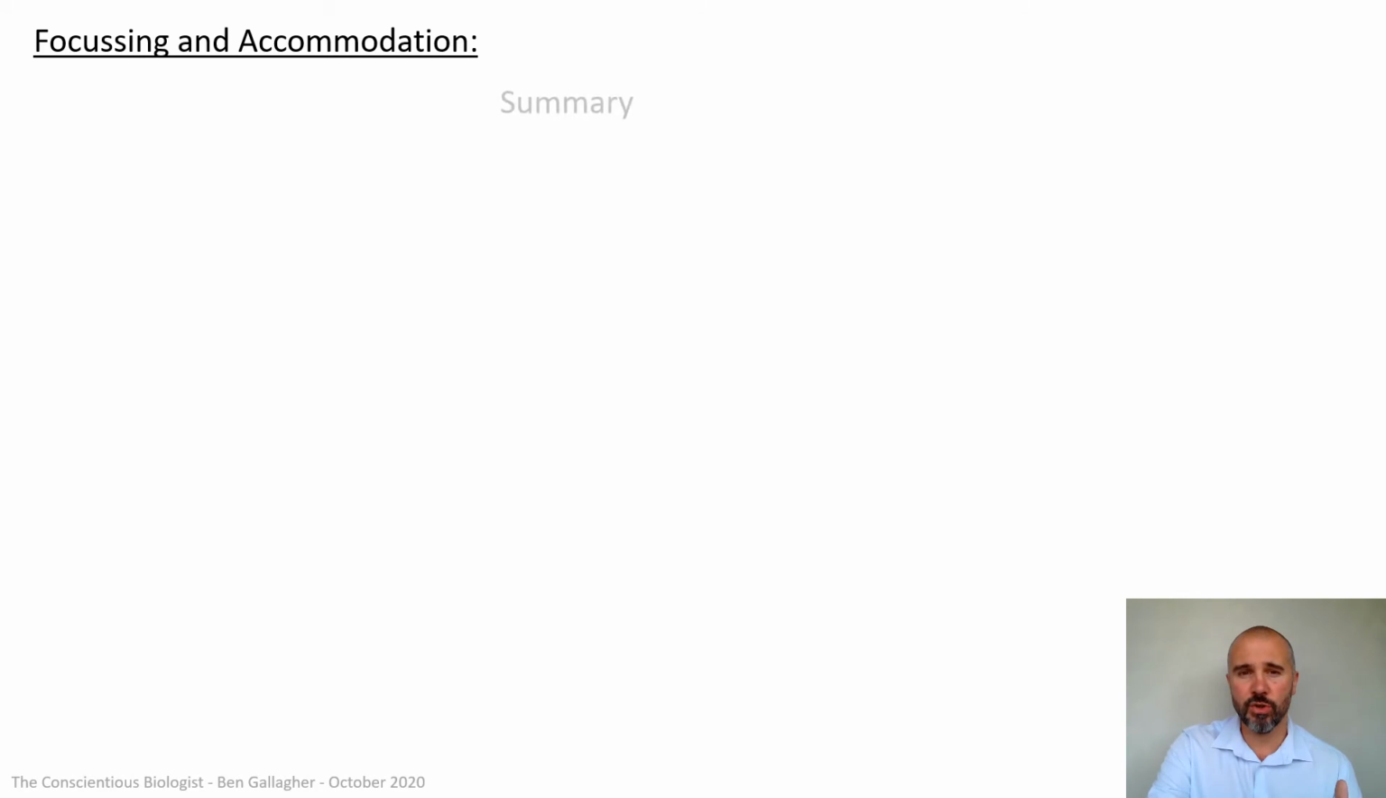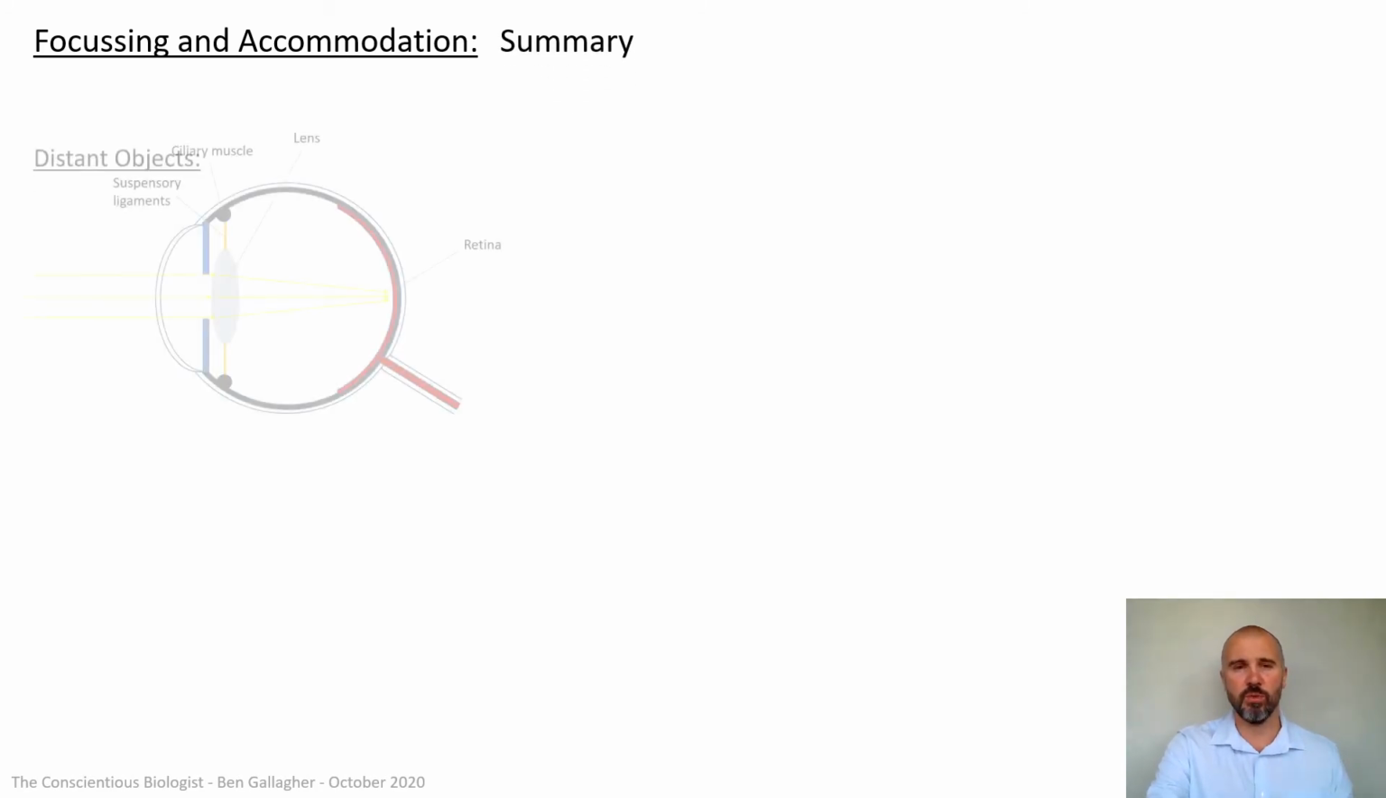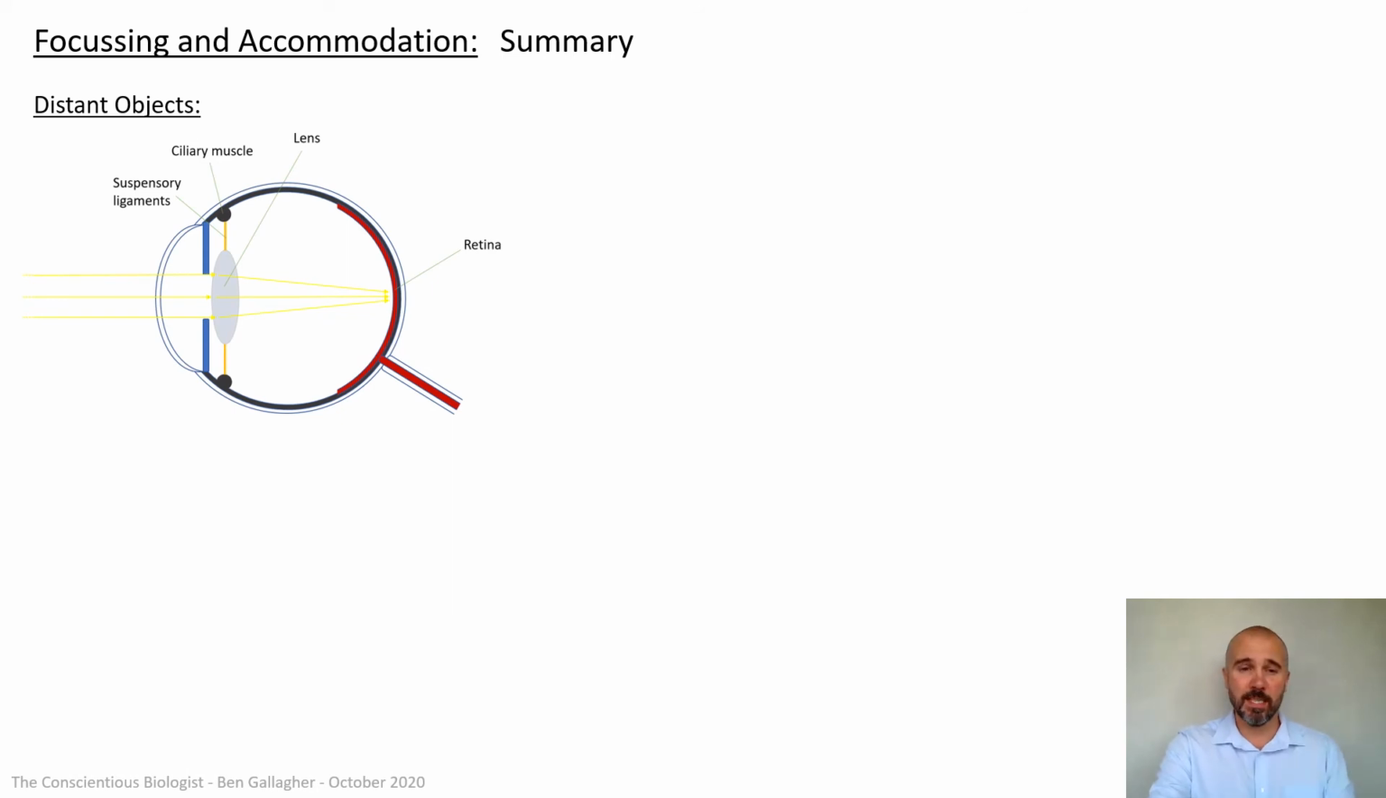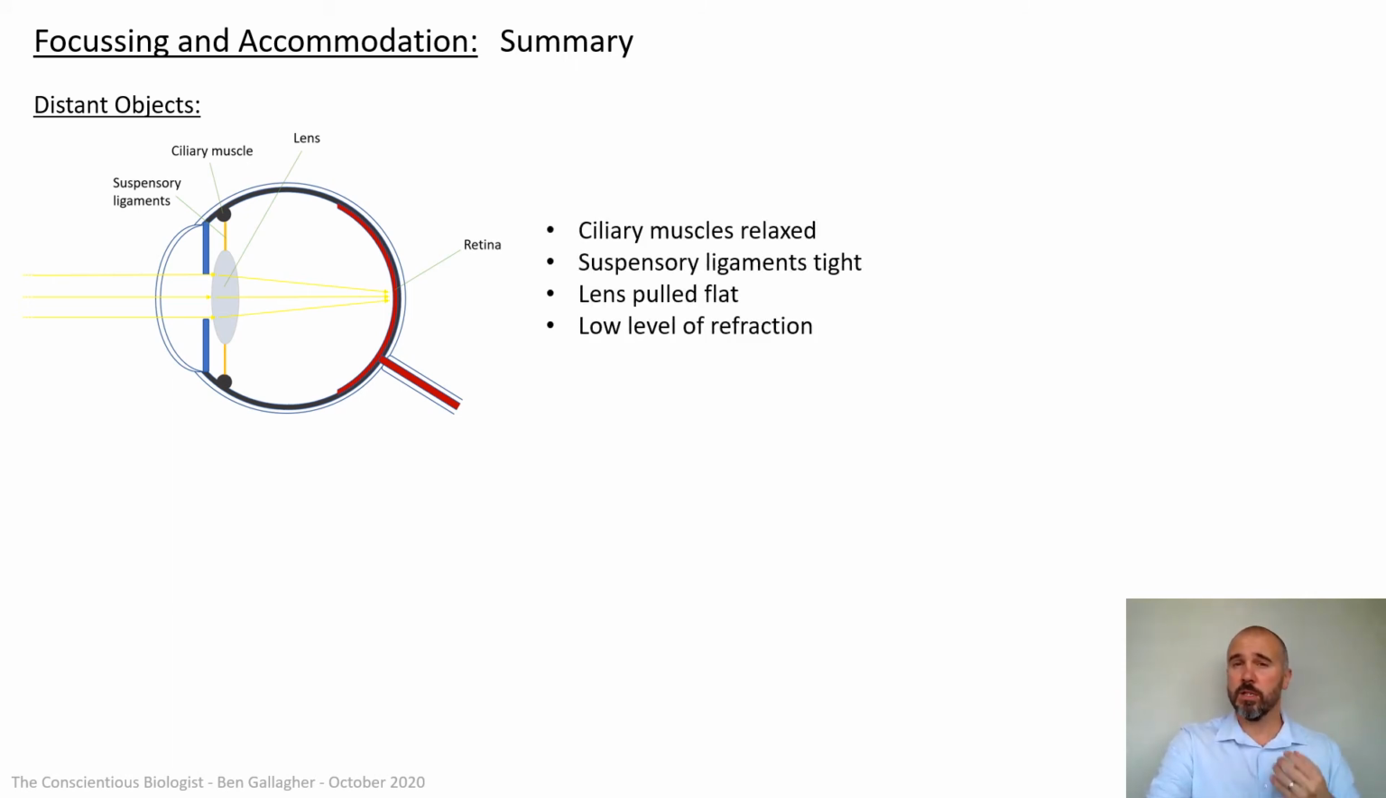Now, let's try and summarize everything we've just put in one screenshot so that it's all there and obvious for you. On distant objects, the light's coming in relatively parallel, so the lens can be thin, so it doesn't need to bend the light very much to focus it on the retina. So these 4 points are what you need to mention in the exam.